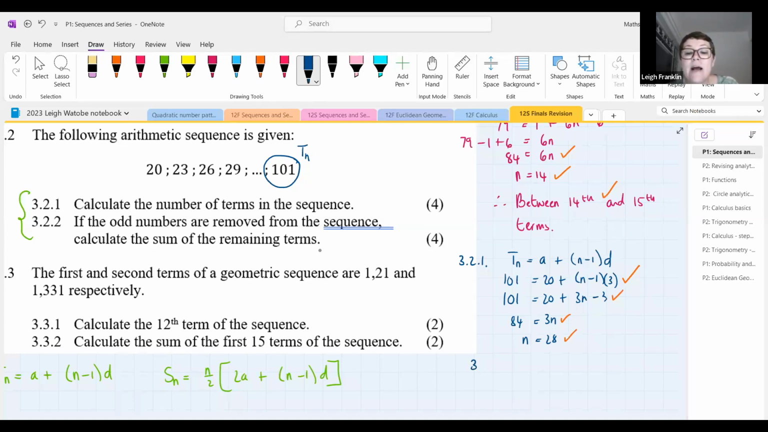So they are saying to us, if odd numbers are removed, calculate the sum of the remaining terms. So in other words, when you look at this pattern, it begins with an even number, and then the next number is odd. And then the next number is even, and then the next number is odd. And that makes sense to us because we're starting with an even number and our difference is odd. So when we have an even number plus an odd number, we get an odd answer. When we have an odd number and we add an odd number, we get an even answer. So that explains why it goes even, odd, even, odd, even, odd, so onwards.